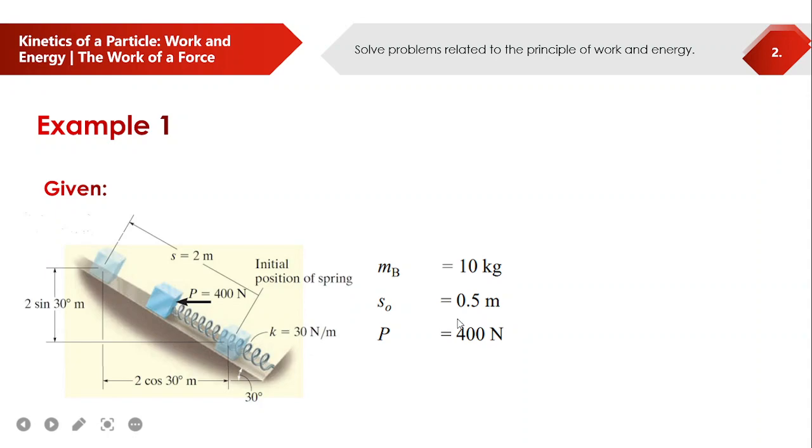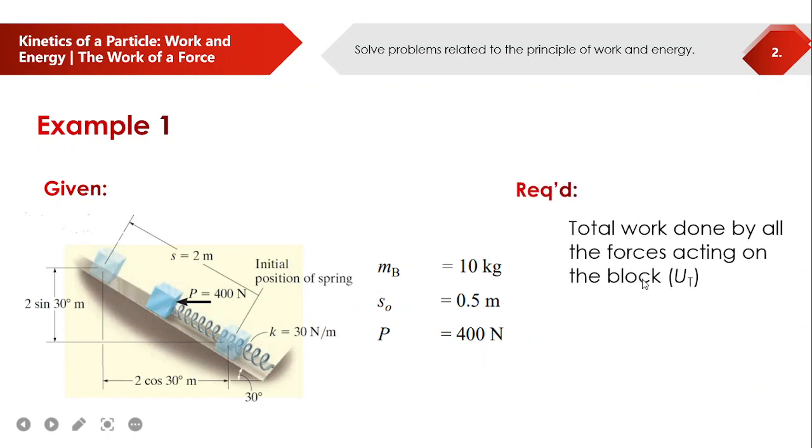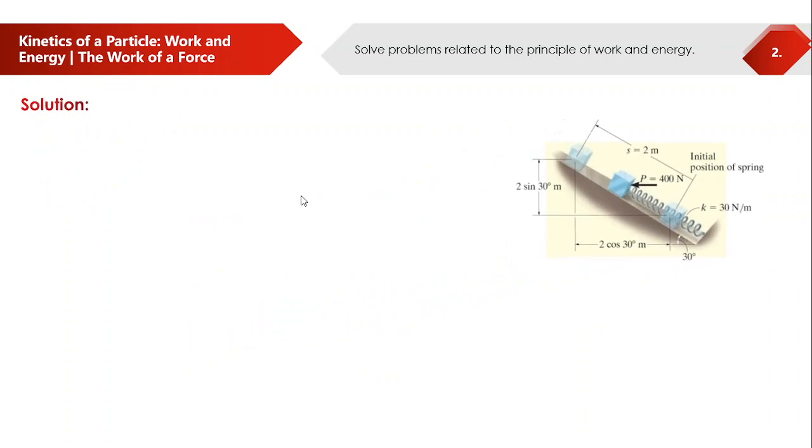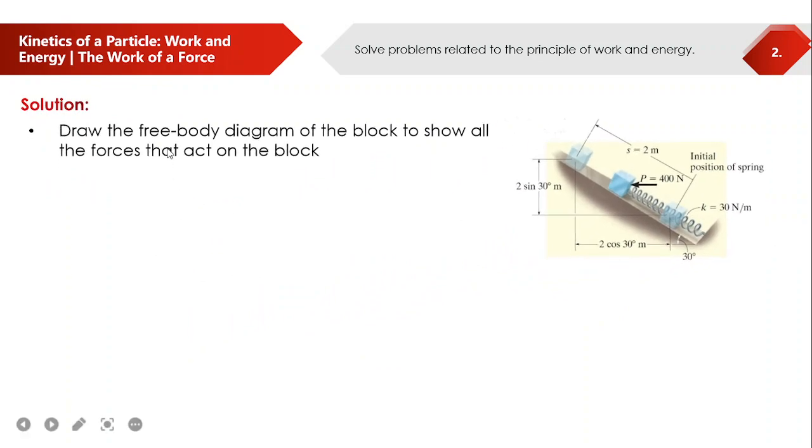Yung initial position natin is 0.5 and then yung pulling force natin is 400 Newton. And we are required to find the total work done by all the forces acting on the block, or U sub T. Okay? So, ano yung gagawin natin una? Of course, we are going to draw the free body diagram of the block to show all the forces that act on our block. Okay?